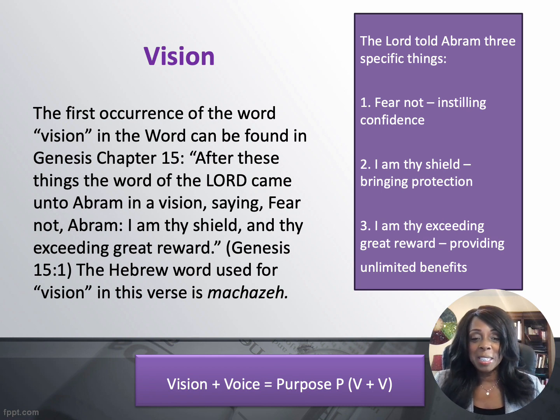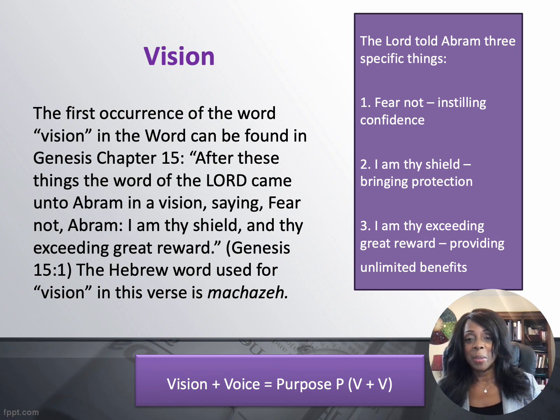I am thy shield and I am thy exceeding great reward. And so the Hebrew word for vision is makachez. And so I love this. Whenever we're talking about vision, whenever we're talking about strategies and where the church is going, one of the things that we really understand, when the Lord was really speaking to me about this subject area, is that there are three things that we need to consider.